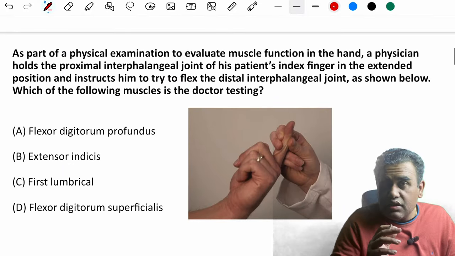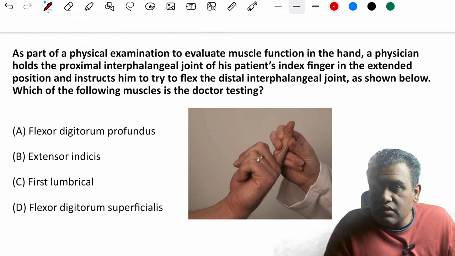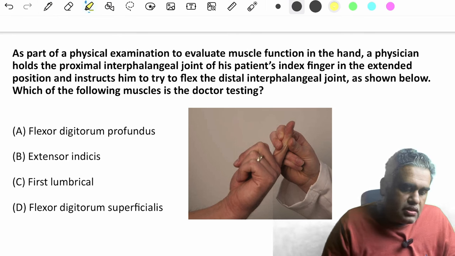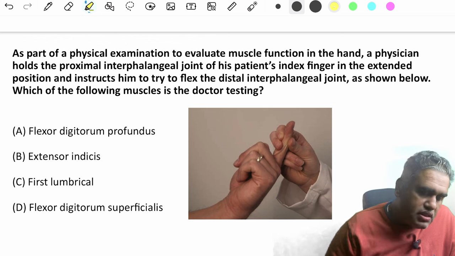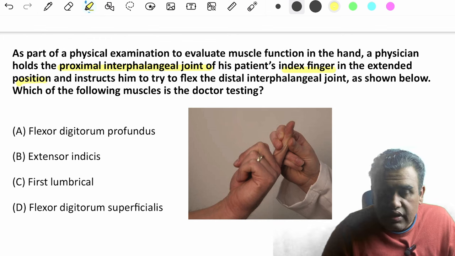Here comes the third one. Third one is a related question. Wo second ka hi part hai. You can consider it as a part of it. Question padhte hain. As a part of the physical examination to evaluate muscle function in the hand, a physician holds the PIP joint, proximal interphalangeal joint of the patient's index finger in the extended position. Dhyan se dekho, image is also given over here.